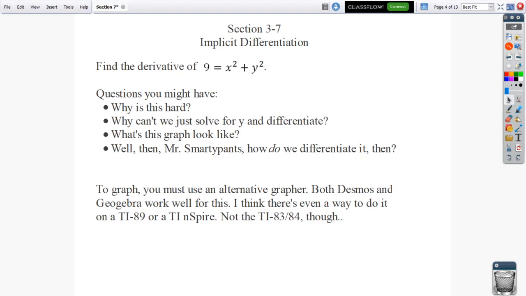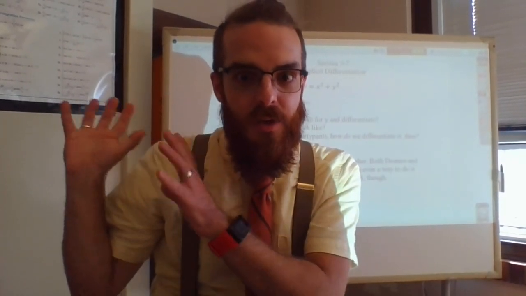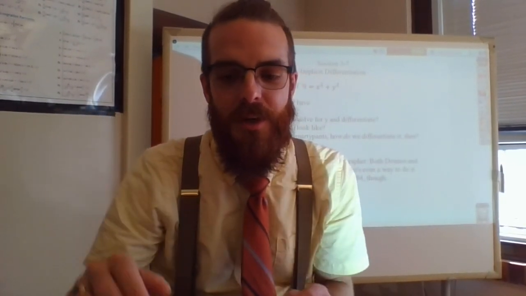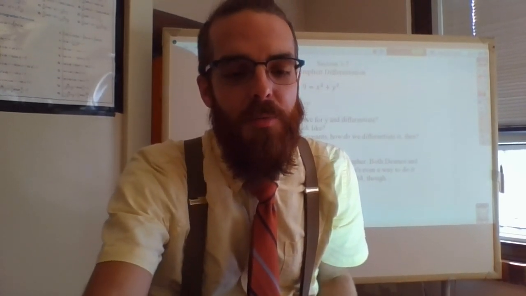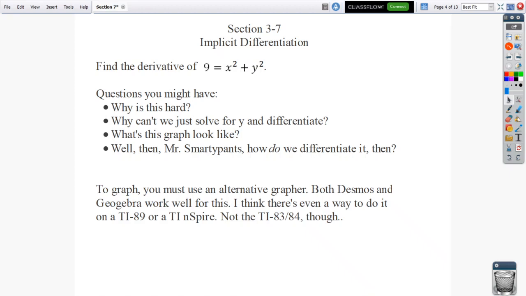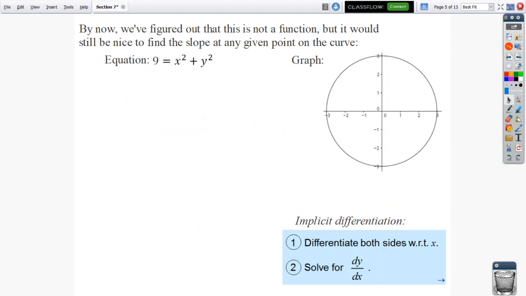I will point out that Desmos and GeoGebra, both online graphers, will be able to graph implicit functions like this. So if you want to see what this function looks like, you can go on to Desmos or GeoGebra and graph it, or you can remember from trig precalc when we graphed circles during that home instruction period at the end of the year. This is actually the equation of a circle centered at the origin with a radius of 3.